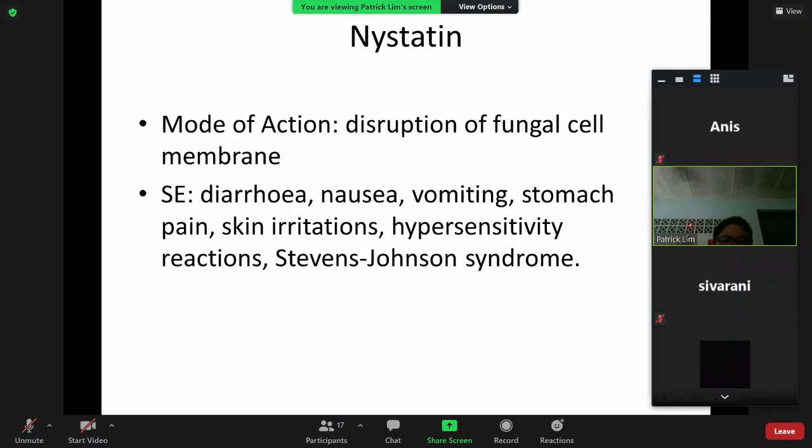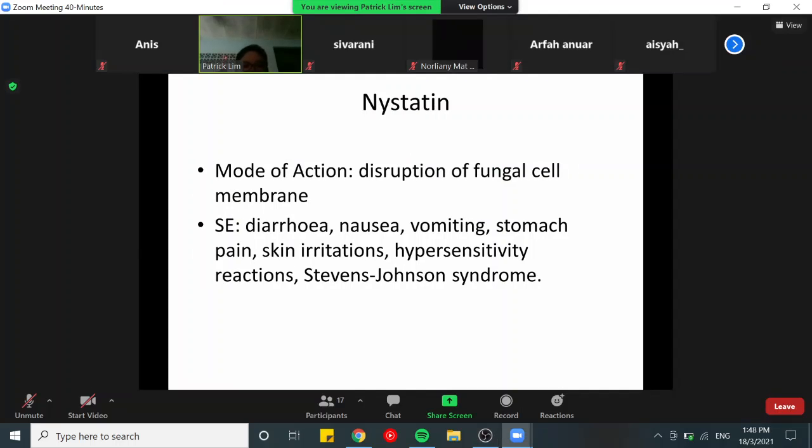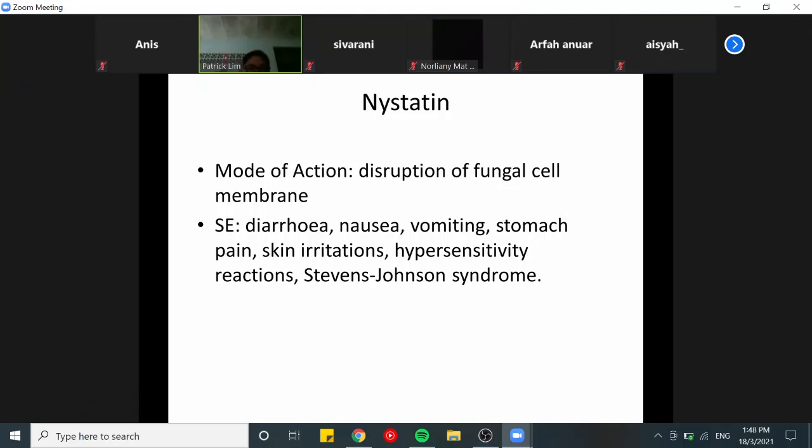Then we have nystatin. Mode of action of nystatin is to disrupt the fungal cell membrane. Side effects of nystatin are diarrhea, nausea, vomiting, stomach pain, skin irritation, hypersensitivity reaction, and in severe case, but it's very rare, it can give rise to Stevens-Johnson syndrome.